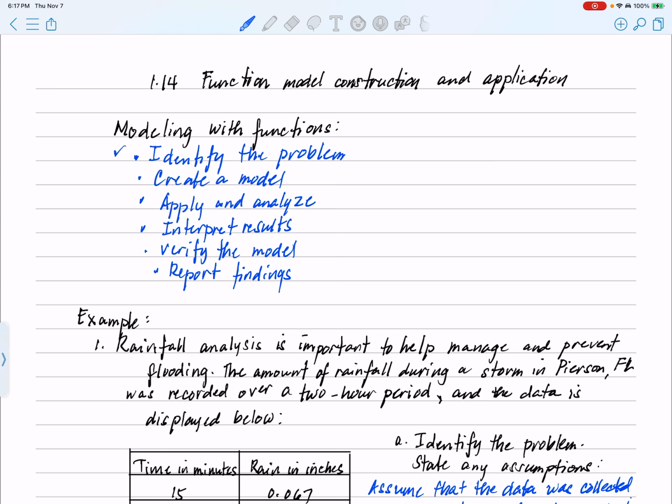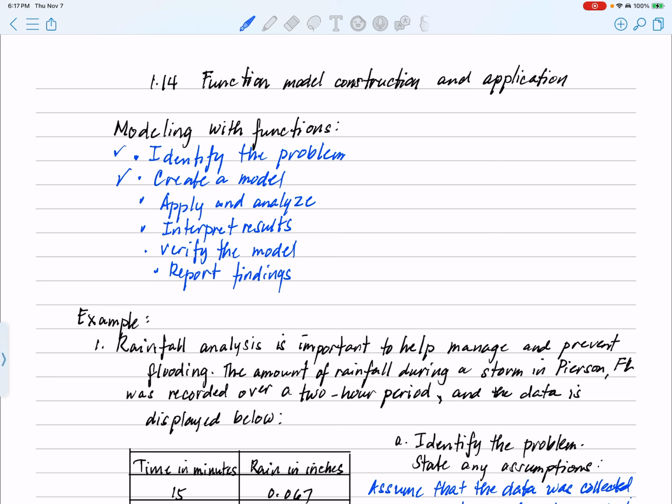Identify the questions that need to be considered, list factors that will affect the outcome, and research information needed to answer the problem. Then state the assumptions to narrow the focus. The next step is to create a model.